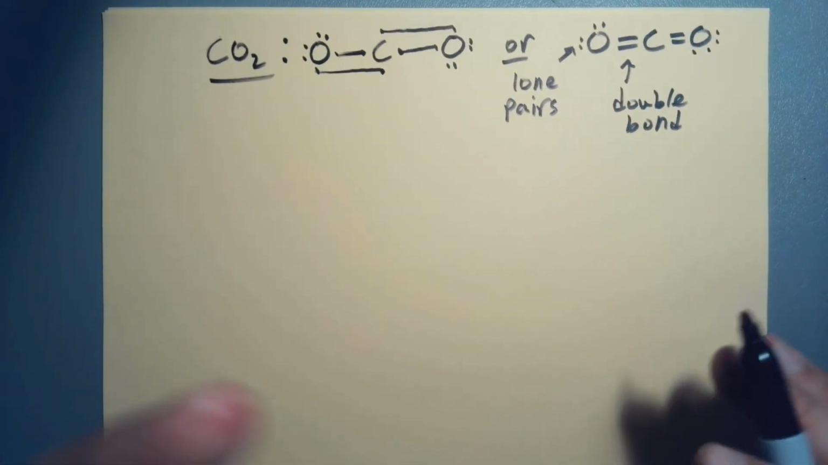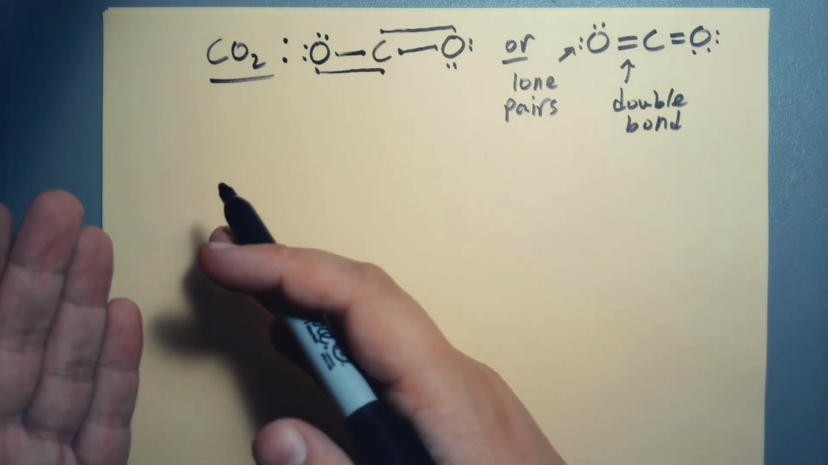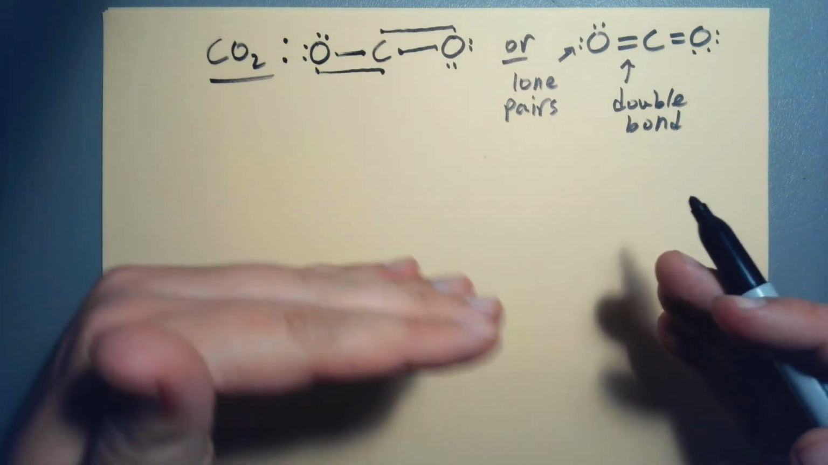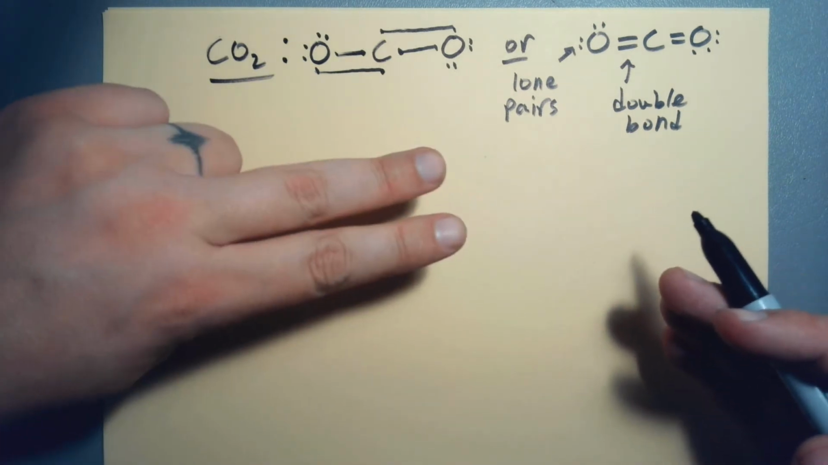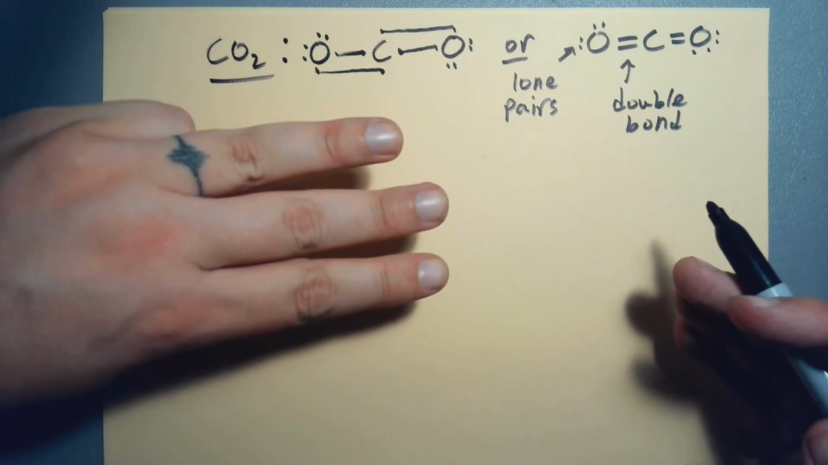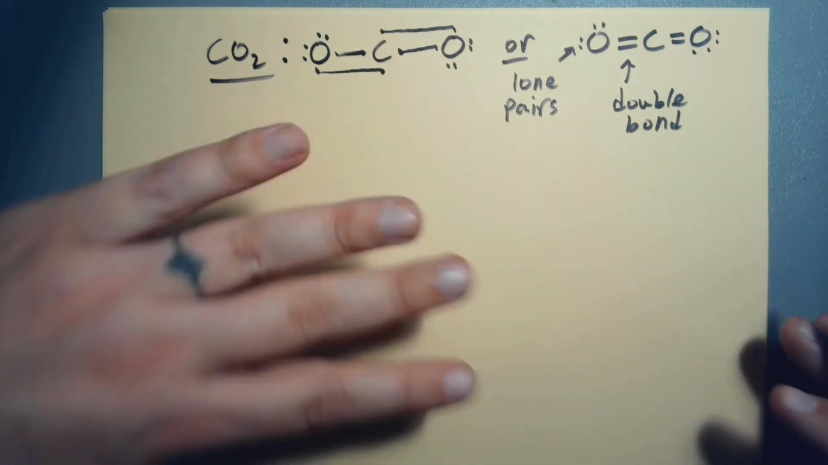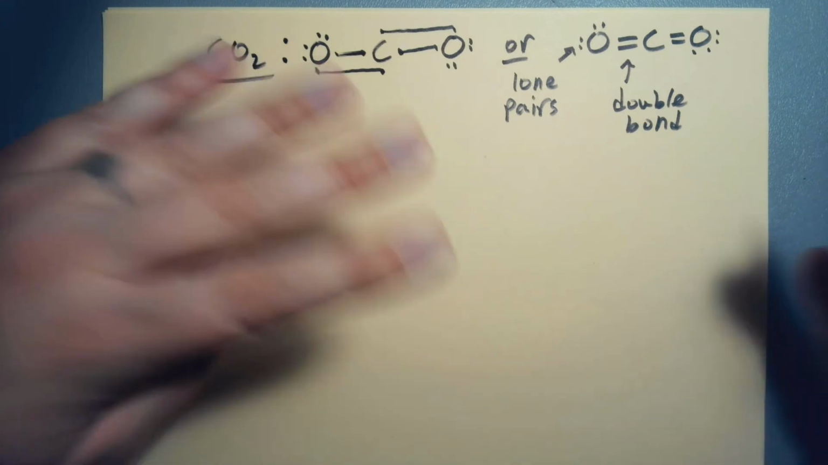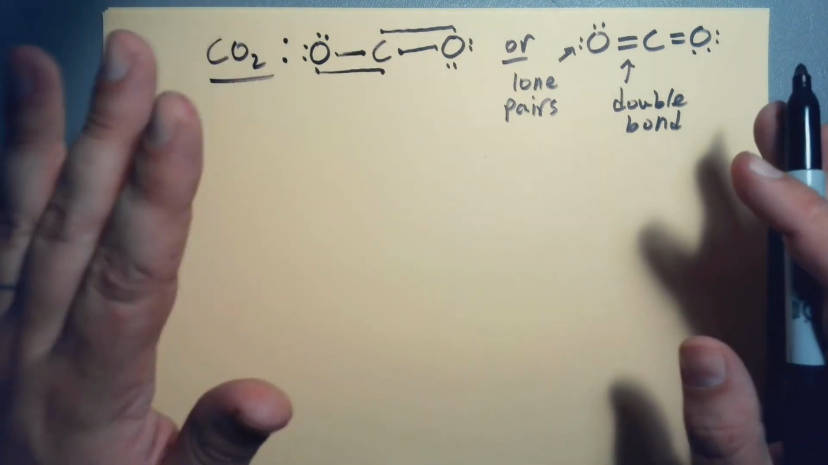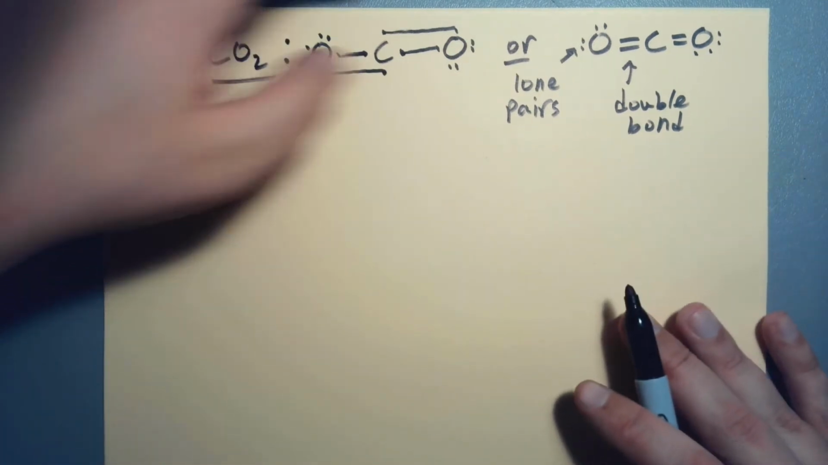So we can have single bonds, which is what I showed before. It's just a single bond. We can have double bonds, and we can also have triple bonds. There's no quadruple bonds. Now, actually, someone has done that, but it's a very special circumstance. We're not going to worry about it.